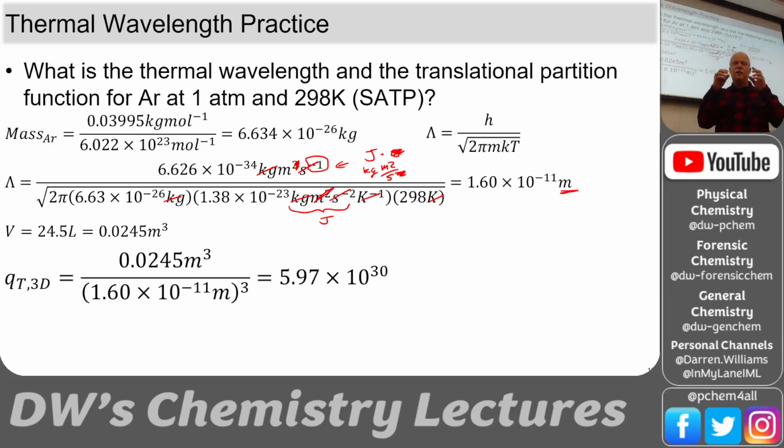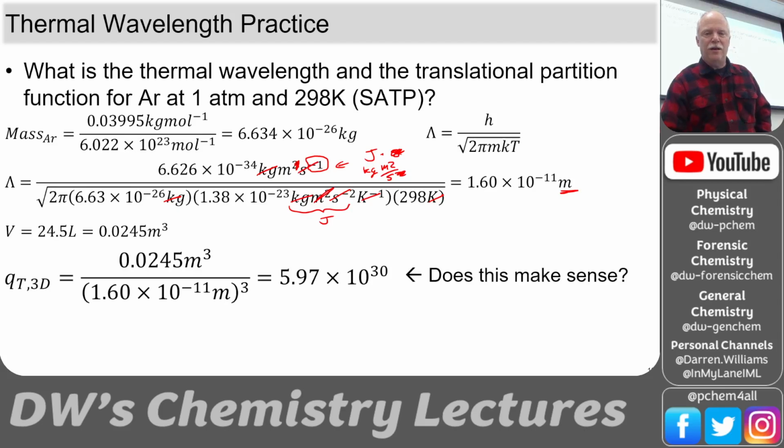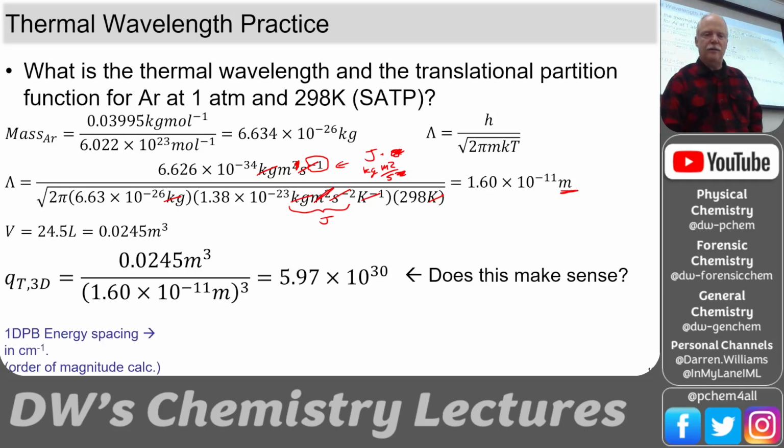So translation is quantized, but the spacing is so small. That's why we never detected it in spectroscopy. We don't have a spectroscopic technique that is that low energy that we could use because we're just in a hot world. Thermal energy is 200 wave numbers, and we're trying to measure something that's 10 to the minus, a lot. So that makes sense. That should be a huge number because translational motion is really difficult to even know that it's quantized.